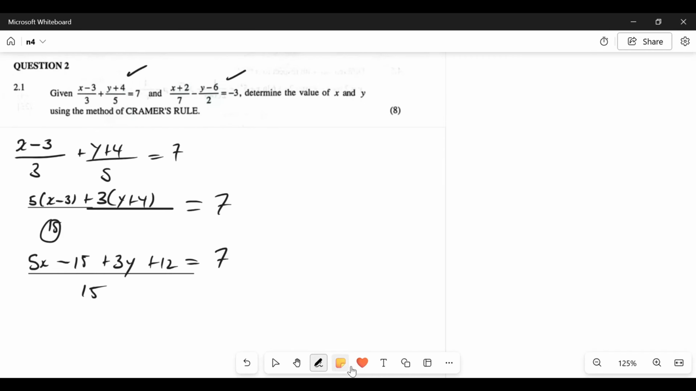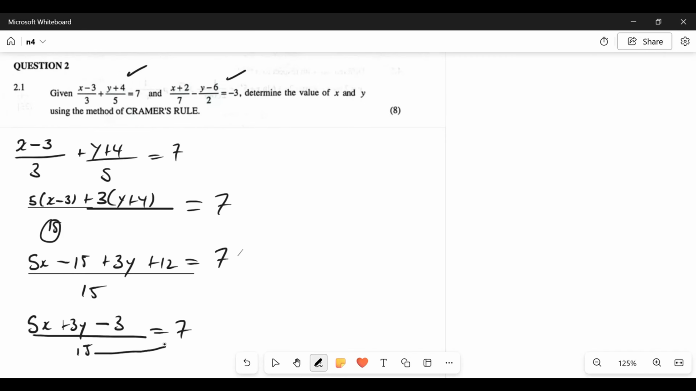From here, we have like terms, and we can also do cross multiplication. So let's start with the like terms. We have negative 15 and 12 there. These are going to give you negative 3. So we're going to write 5x plus 3y, and negative 15 plus 12 is going to give us negative 3. All this is still divided by 15, equaling 7. Right? So let's continue here at the top.